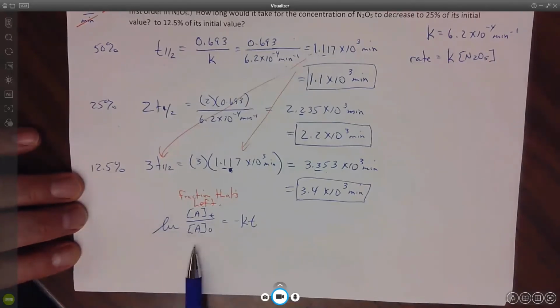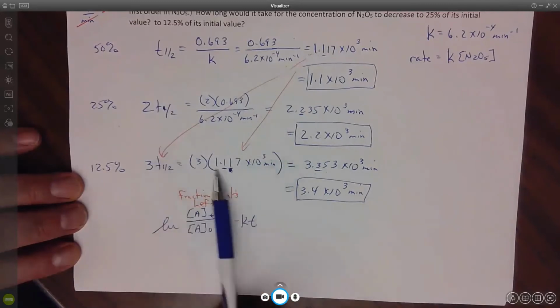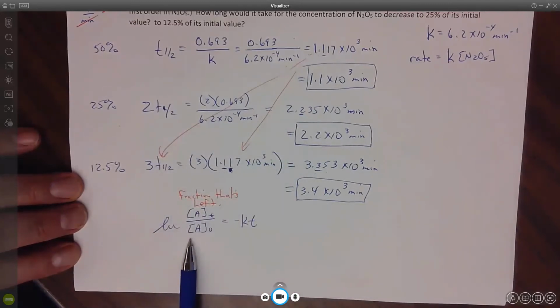How could I use this equation to do it? They didn't give me the initial concentration or even what the concentration was going to be at the end. So instead of doing this, how could I solve it using this? What do I need? You have the right idea, but not the percentage. I can't put 12.5 here. What would I put there, Michael?